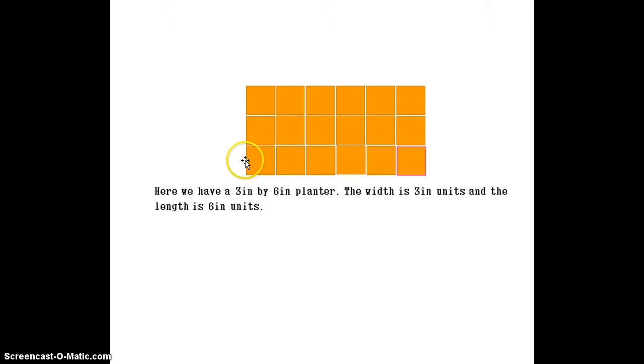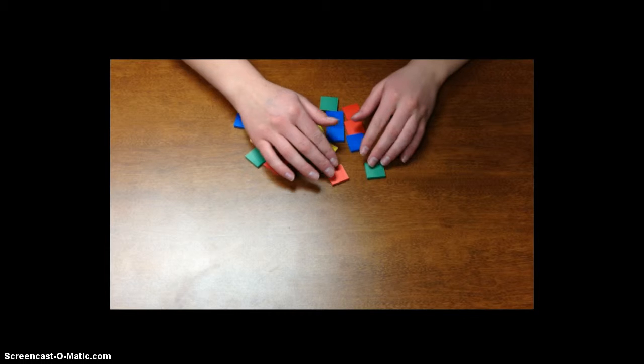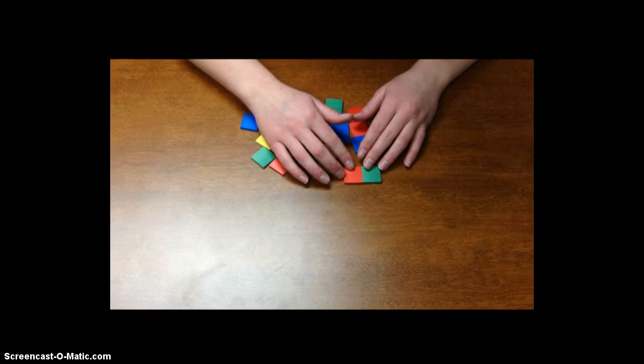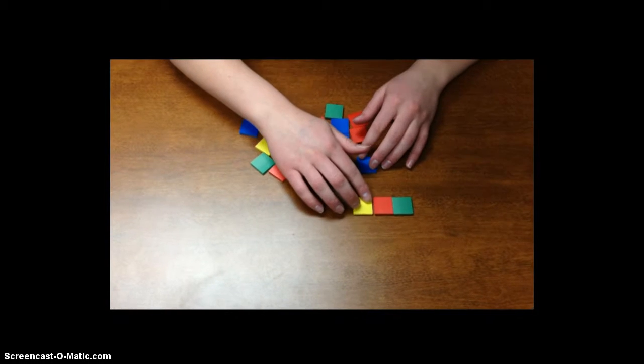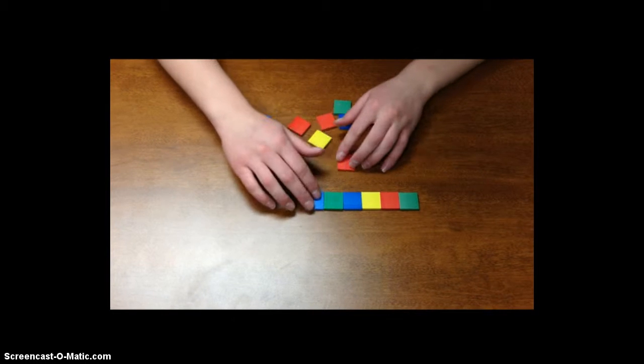Here we have a 3 inch by 6 inch planter. The width is 3, the length is 6, and there's still 18 square inches in the area. Let's take a look at what this would look like with some physical modeling. Okay, so here we have 18 1-square-inch tiles that are going to represent Miss Sandra's flower garden, or her flower planter.